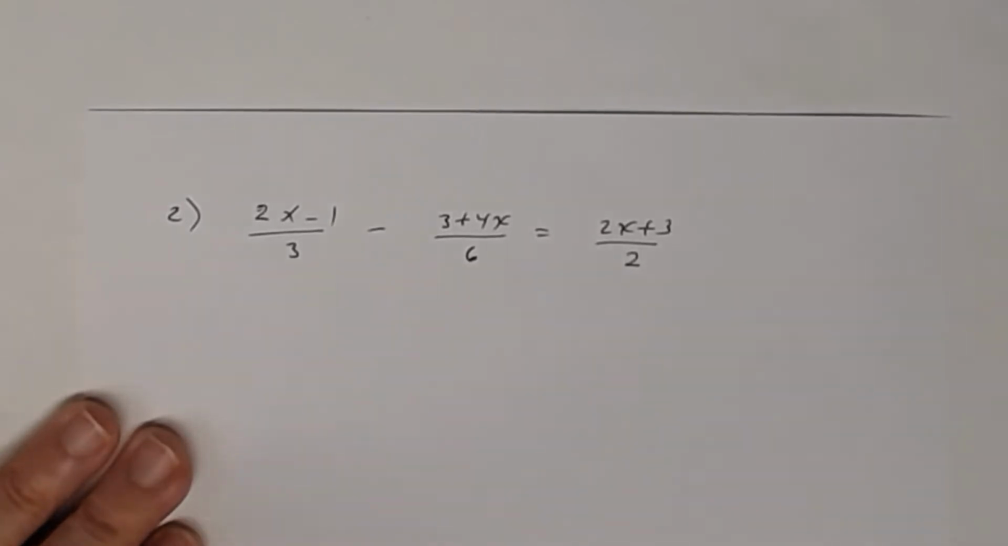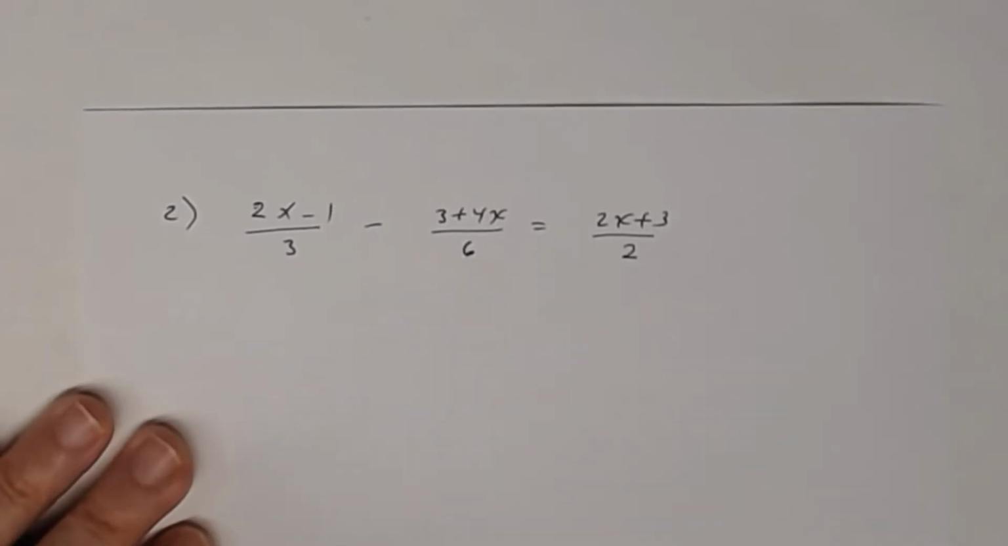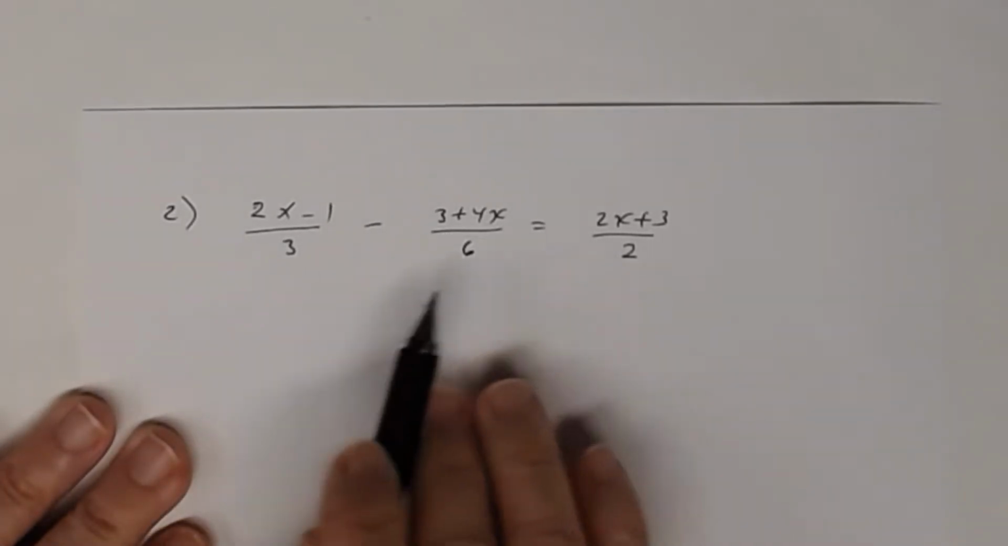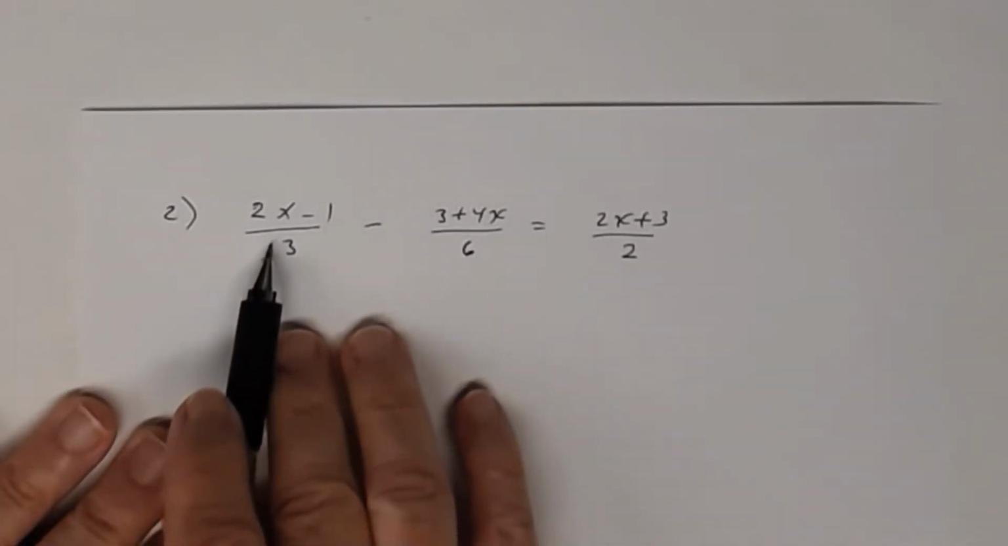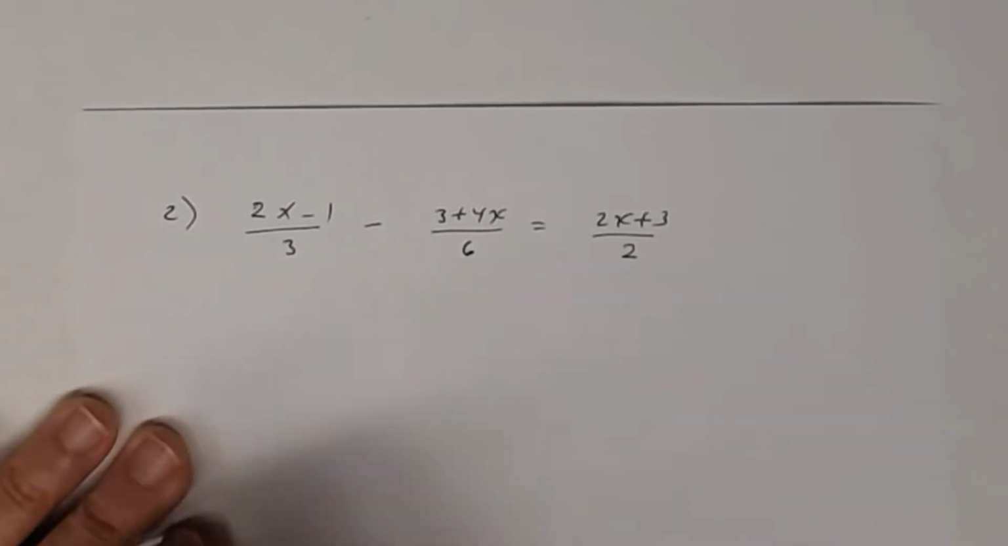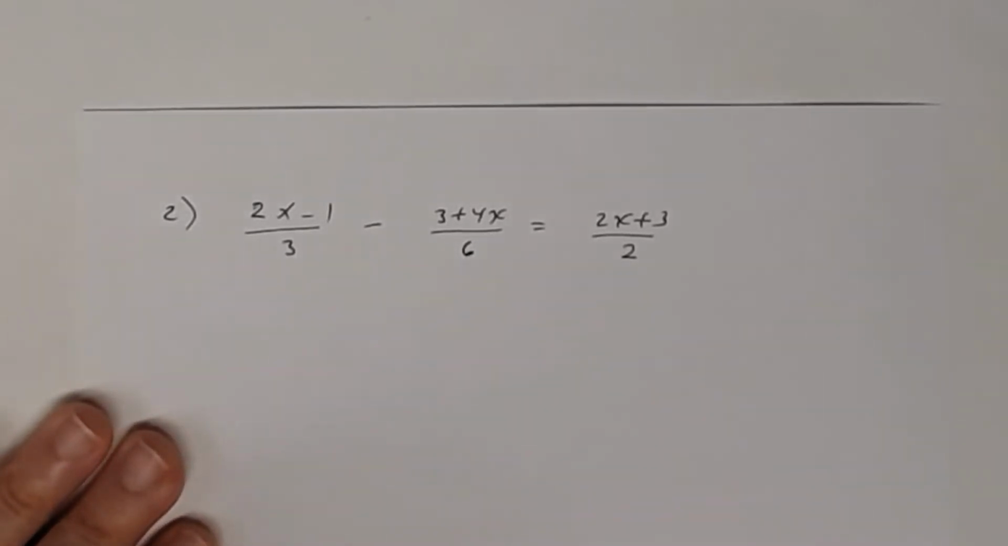So a rational equation. Now the way you want to do this though is you want to clear those denominators. You want to get that 3, that 6, and that 2 out of the denominator.